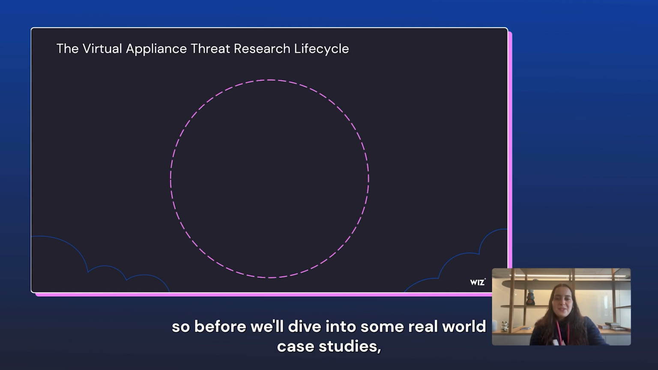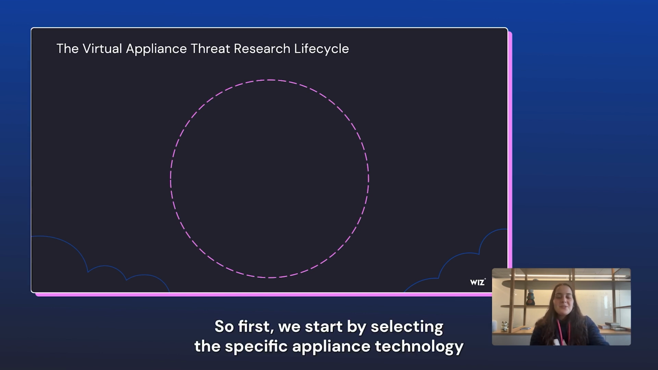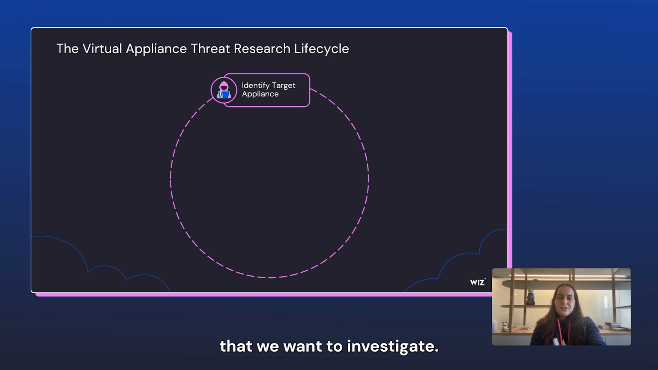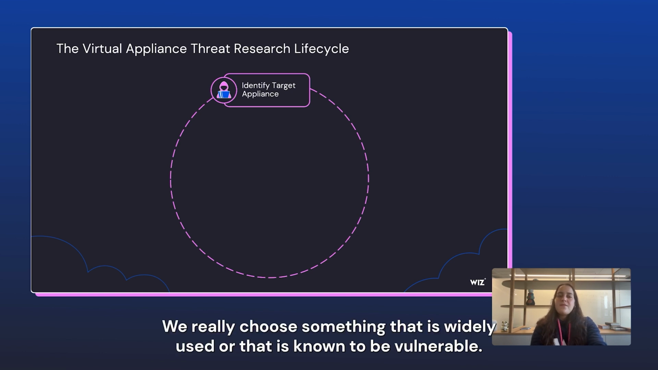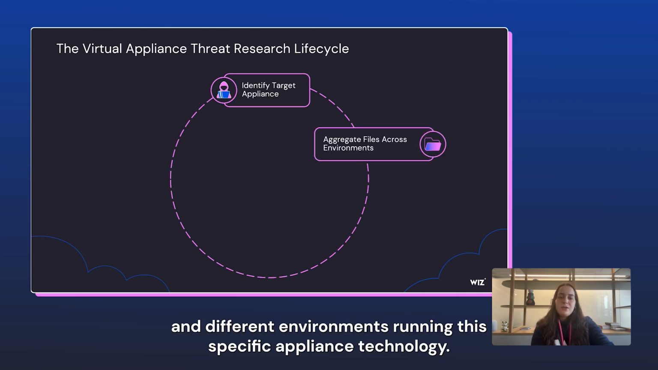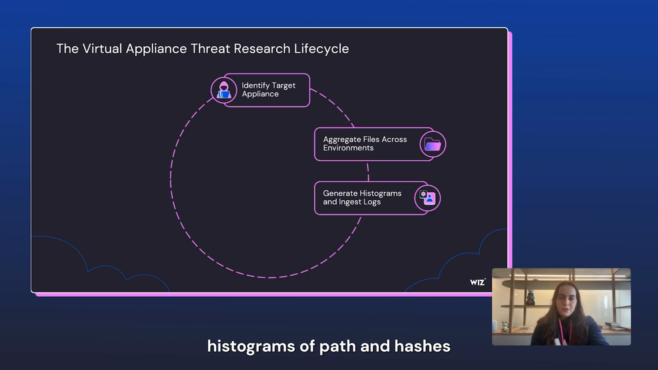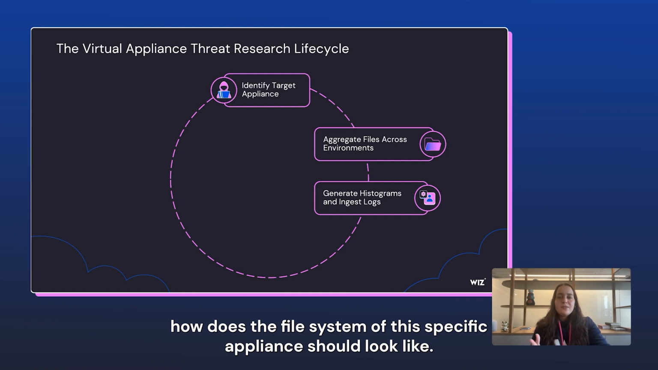Okay, so before we dive into some real-world case studies, we wanted to go over our virtual appliance threat research life cycle. First, we start by selecting a specific appliance technology that we want to investigate. We usually choose something that is widely used or that is known to be vulnerable. Then, we collect files from different machines and different environments running this specific appliance technology. Using those files, we can build histograms of paths and hashes, and essentially build some kind of baseline of how the file system of this specific appliance should look.